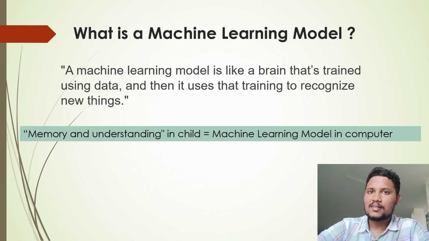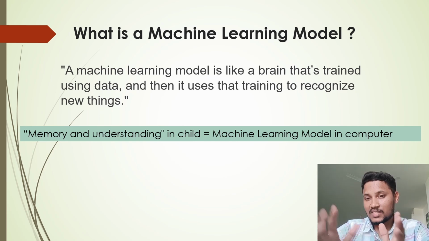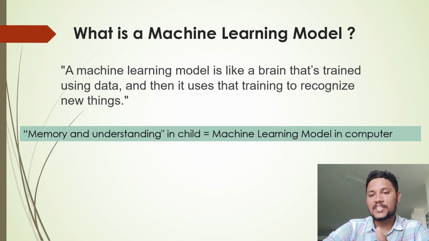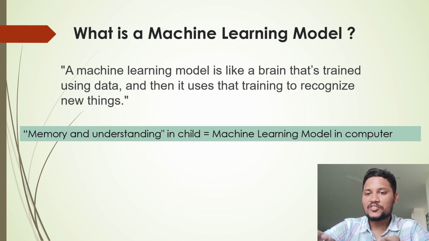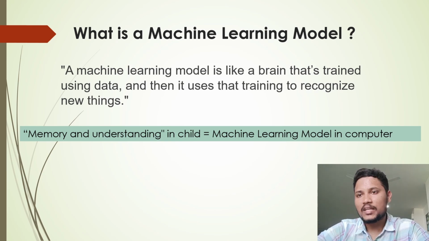Now let us understand what a machine learning model is. It is like a brain that's been trained by giving it some data. Just like the brain of the kid that we have trained based on some image samples of a dog, it is also something that's been trained based on data in a computer. And that is what a machine learning model is. It is similar to memory and understanding in a child, which is equal to a machine learning model in a computer, and that's the analogy we use here.